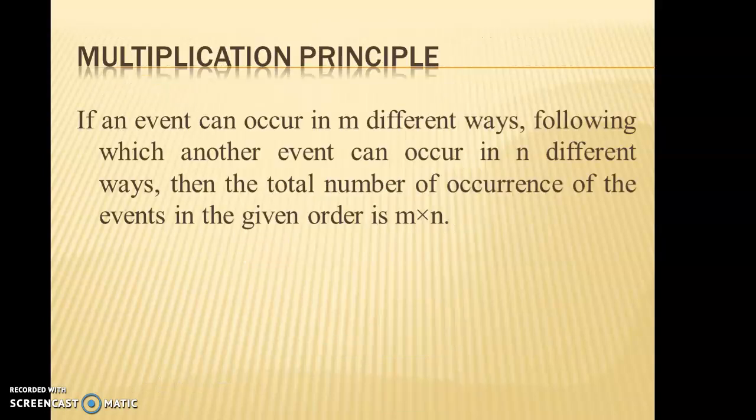So what is the multiplication principle now? If an event can occur in m different ways, following which another event can occur in n different ways, the total number of occurrences of the events will be m multiplied by n. That is what we have seen in the fundamental principle of counting.